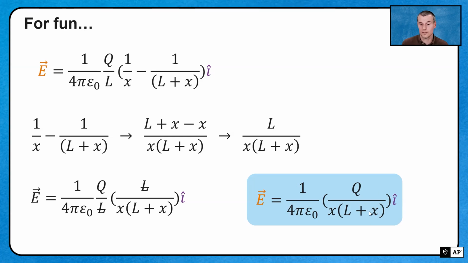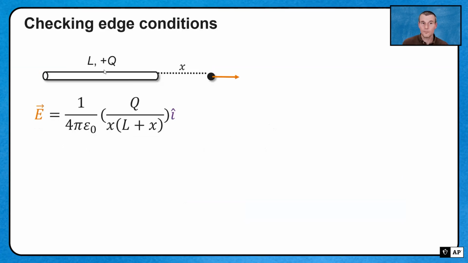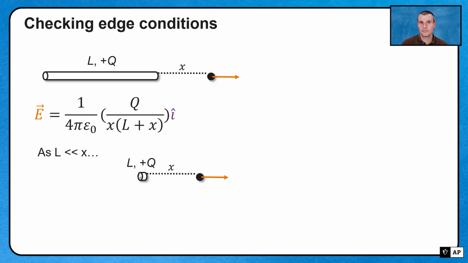But why did I do this? Let's see. If we look at edge conditions for this particular rod, and we make it so that L gets really, really tiny compared to x, so it might look something like that, what would happen to this equation? Well, if L is really, really tiny, we can basically say it goes away. And I'd be left with this equation.